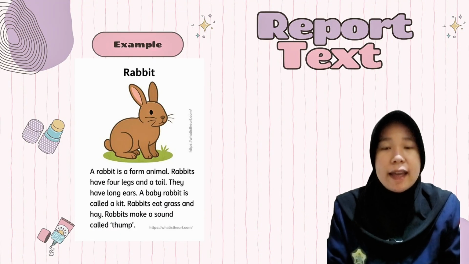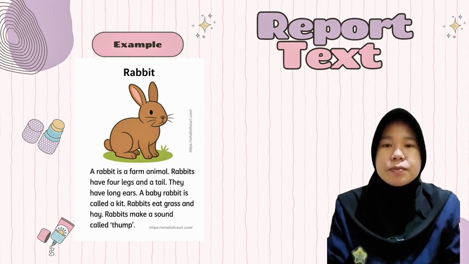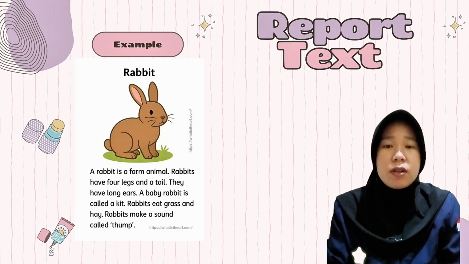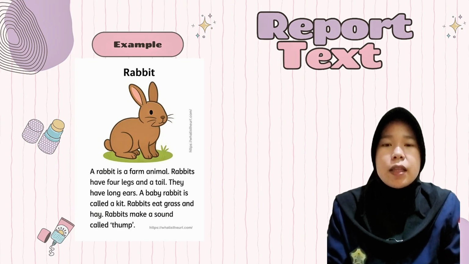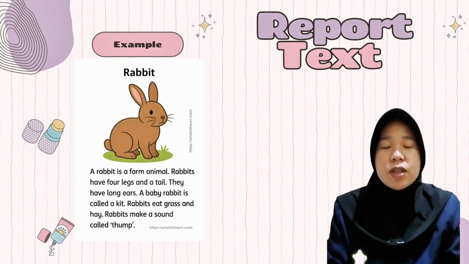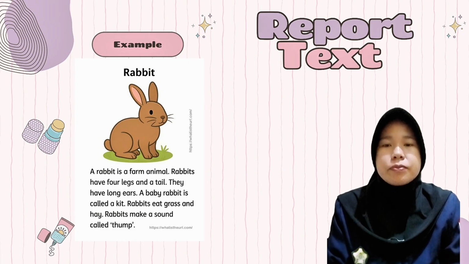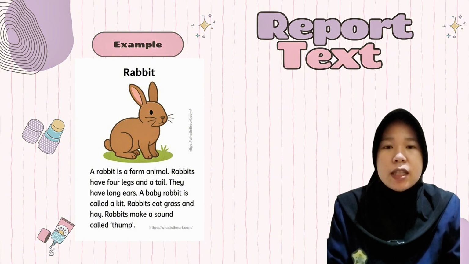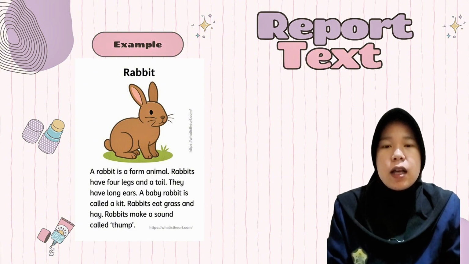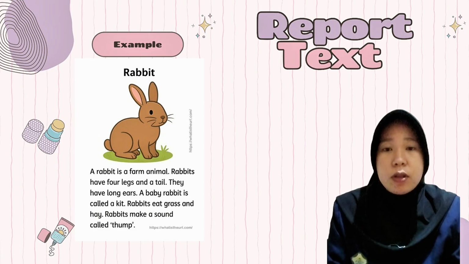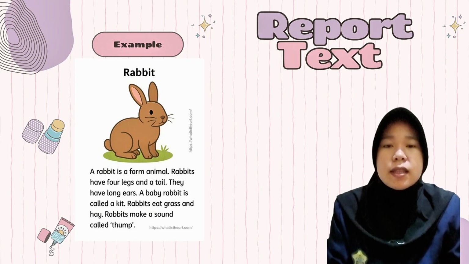Now let's look at an example of report text about rabbits. I will explain the generic structures one by one. The first one, the general classification part: a rabbit is a farm animal. The sentence introduces the topic, which is a rabbit, and tells us its classification as a farm animal. The description part: rabbits have four legs and a tail.